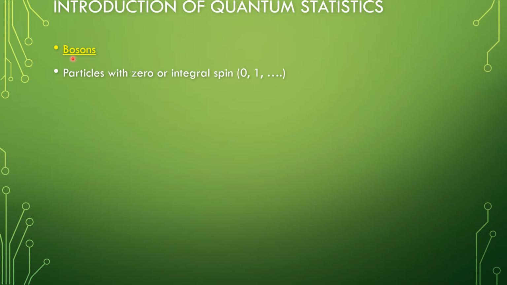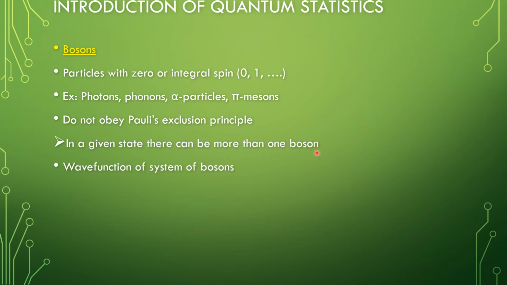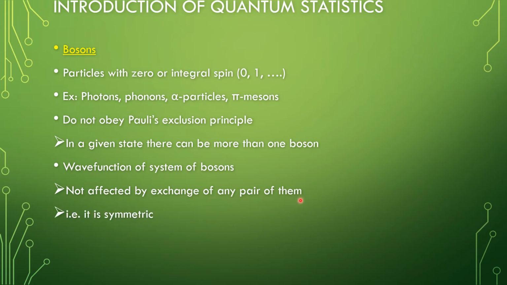Bosons: particles with zero or integral spin, that is 0, 1, and so on. Examples: photons, phonons, alpha particles, pi mesons, etc. They do not obey Pauli's exclusion principle. That is, in a given state there can be more than one boson. The wave function of a system of bosons is not affected by the exchange of any pair of them. That is, it is symmetric.